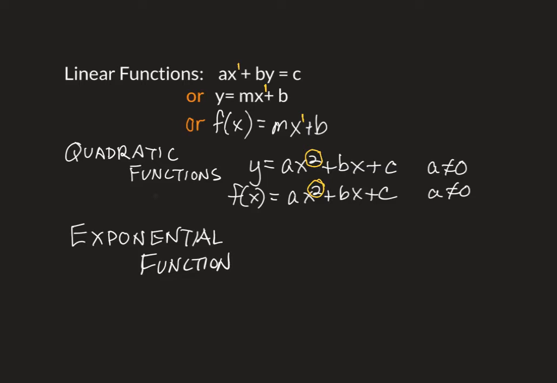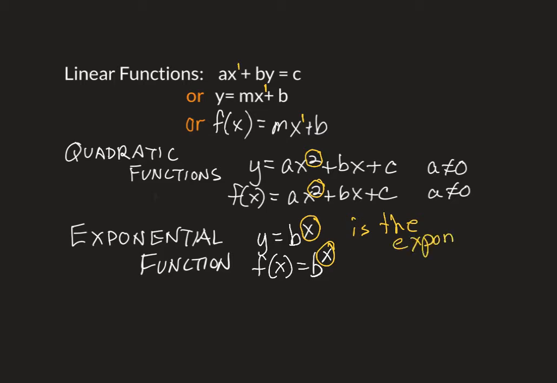When we get down to an exponential function, it is written this way: y equals b to the x, or f of x equals b to the x. And as you can see, the variable x is the exponent. That's why it's called an exponential function. Now, we have to put some constraints on the base, which is why we're using a b for base. This is only true if b is greater than 0 and b does not equal 1.